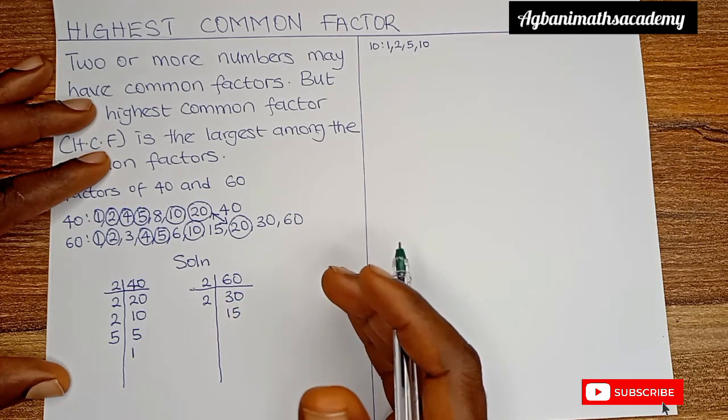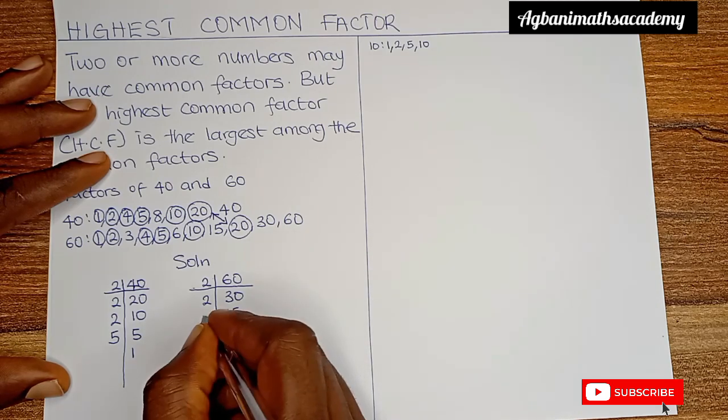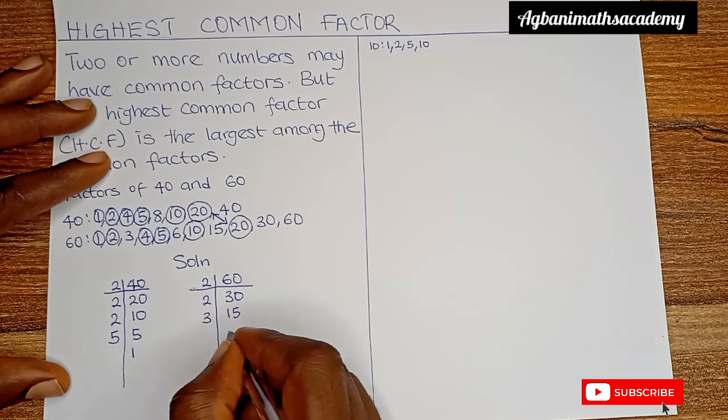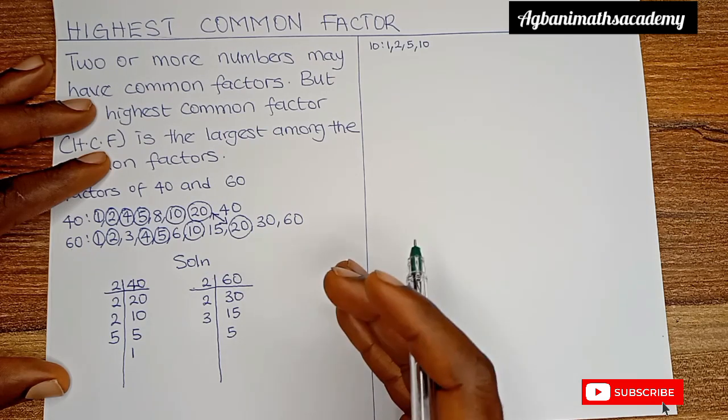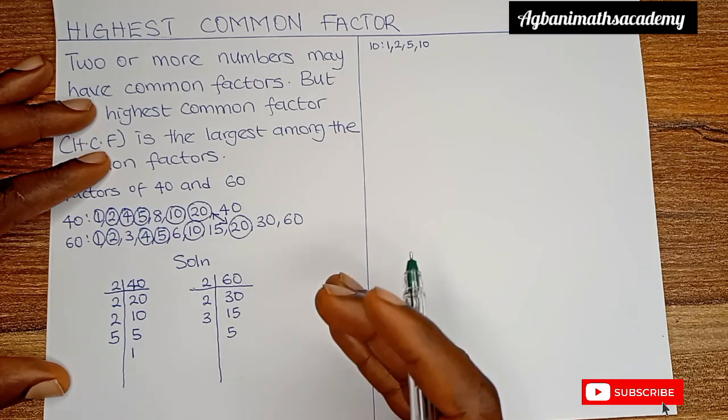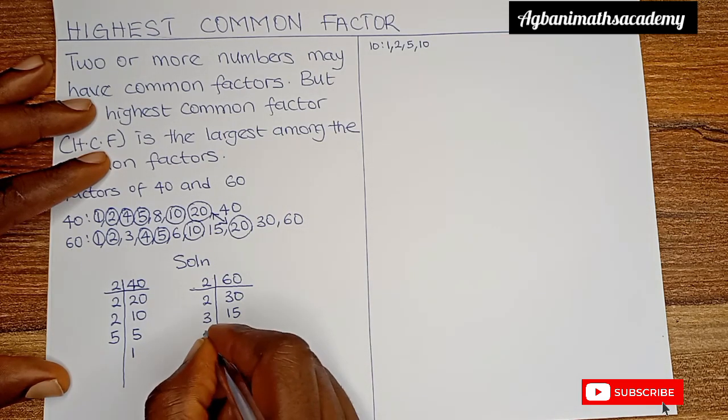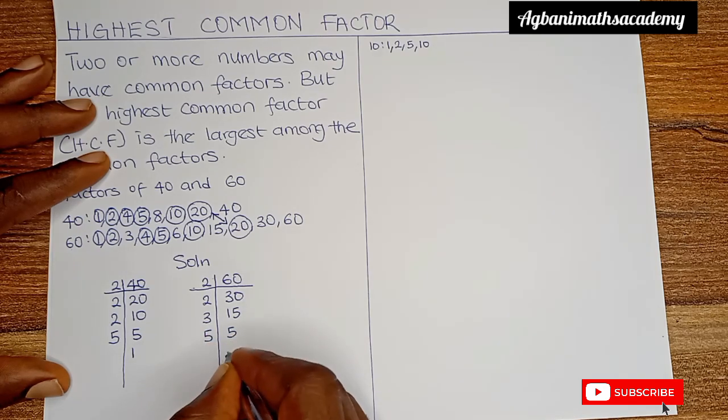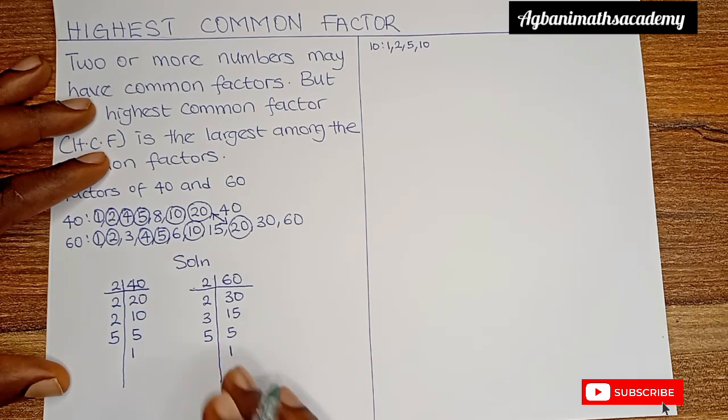Can 2 go again? No. What's the next number? 3. So divide by 3. 15 divided by 3 is going to give us 5. Can 3 divide 5 without a remainder? No. 4 cannot do that. So the next number is 5. So we have 5 here. 5 divided by 5 is going to give us 1.